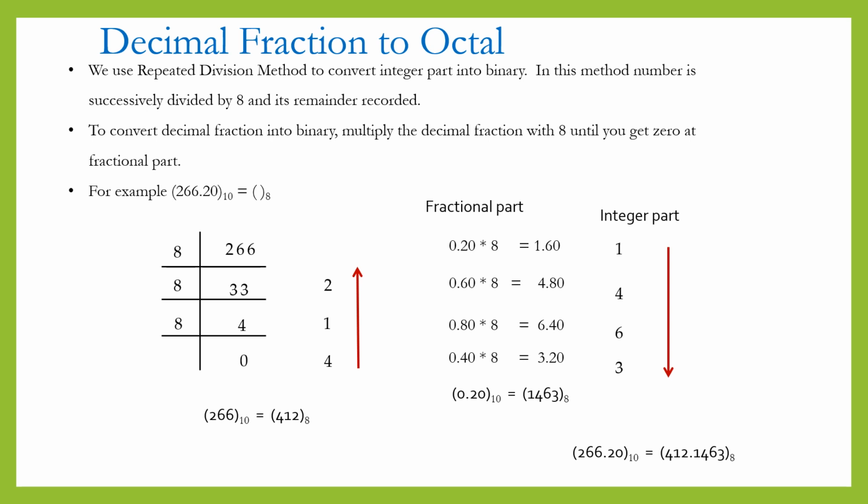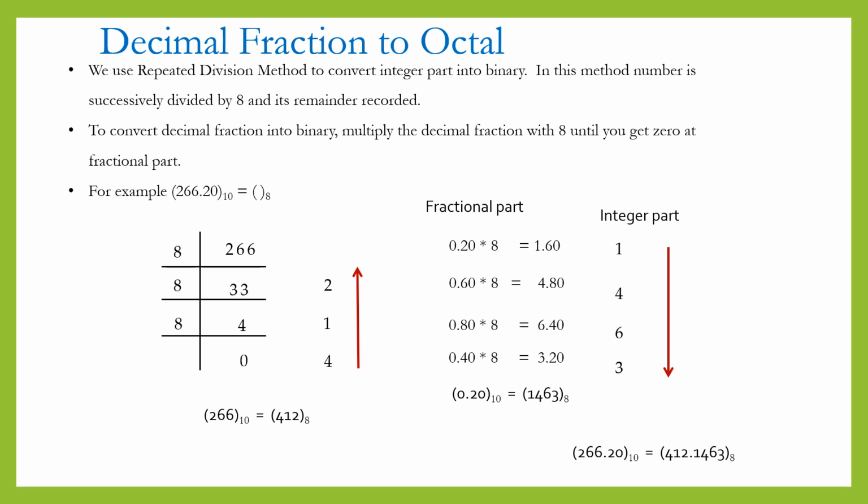First we have to take the integer part, that is 266, and we have to use the repeated division method here. We divide 266 by 8, and we will be getting 412, that is the octal value of 266. And now we have to take 0.20, that is the fractional part of this decimal number. It must be multiplied by 8, and the answer is 1.60. And look at the integer part, 1 is there, right? So it must be recorded.